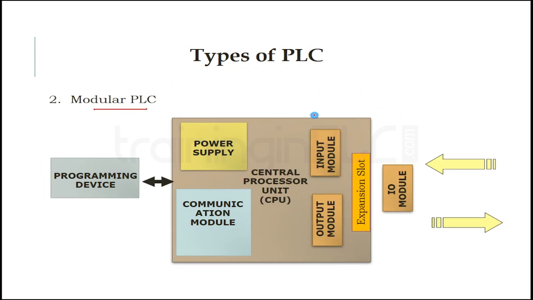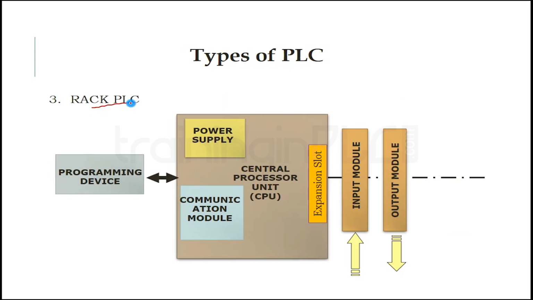In modular PLC, with inbuilt IO modules, you will get an expansion slot to add an IO module. Suppose you have 8 or 16 built-in IOs, and if you want to extend your IOs to 24 or 32, then you can use an external IO module. Next is rack PLC. In the rack PLC, there will be no built-in IOs. All the input and output modules will be in the expansion.